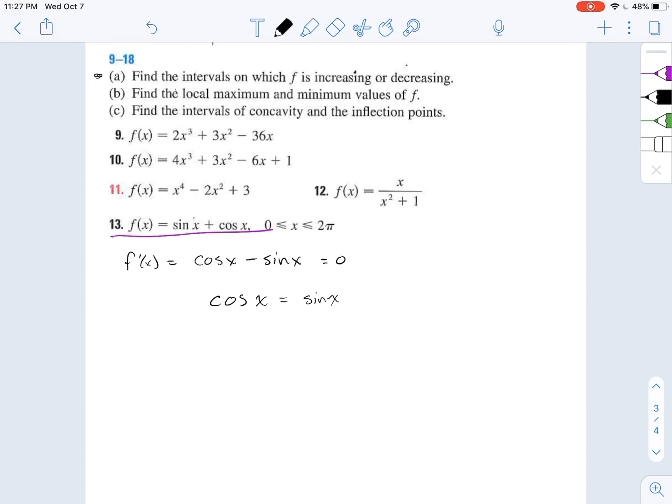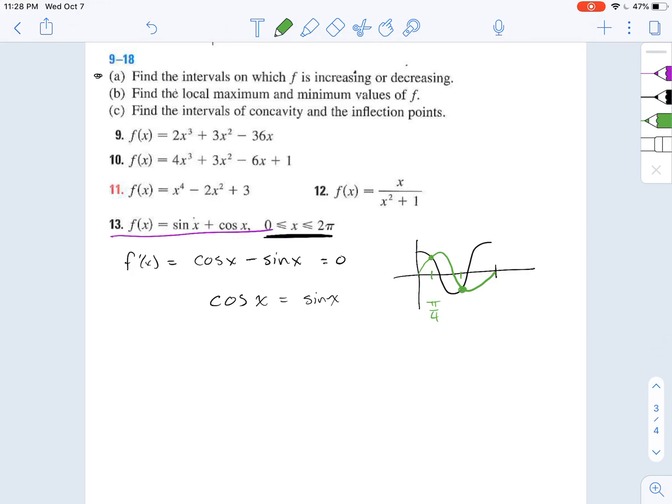And there are different ways you could solve this. Probably what I would do, though, is think about the graph, because they're only asking about from 0 to 2 pi. Cosine x looks like this, and sine x looks like this. They cross in two places. One of them is right here at pi over 4. The other one, by symmetry, is going to be at, I think it's 5 pi over 4.